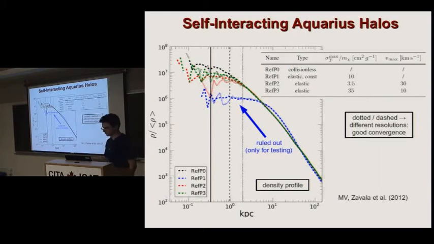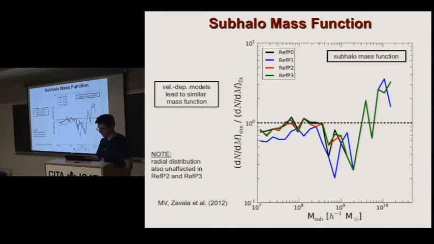Now that's for the main halo profile, so this is of course not what we are interested in. What we are mainly interested in are the subhalo properties. The first thing you can look at is just making a subhalo mass function. This is just the mass of the subhalos, and here I show the mass function of the simulations divided by some best fit mass function of the LCDM case.